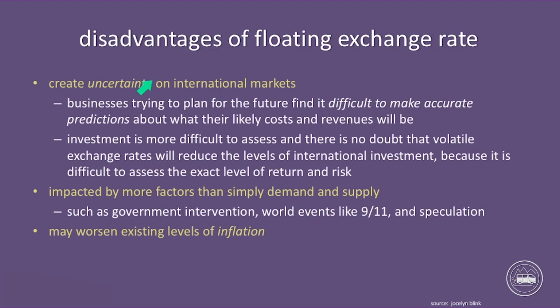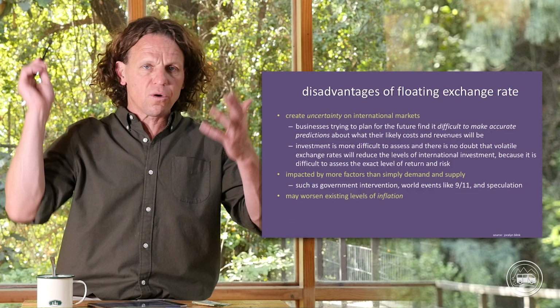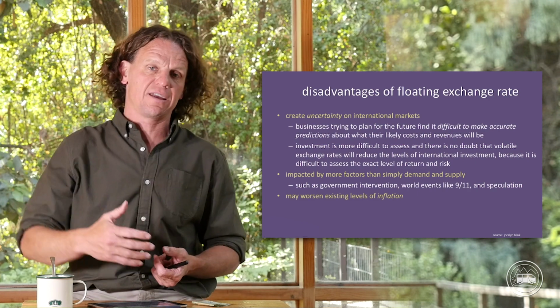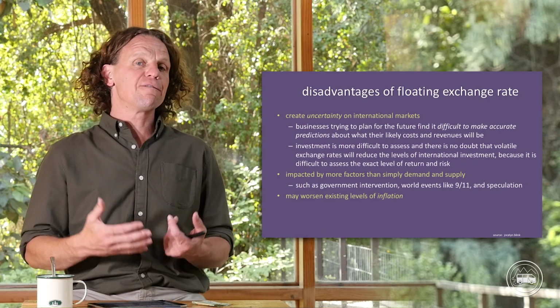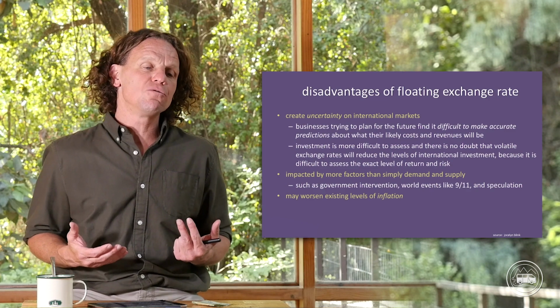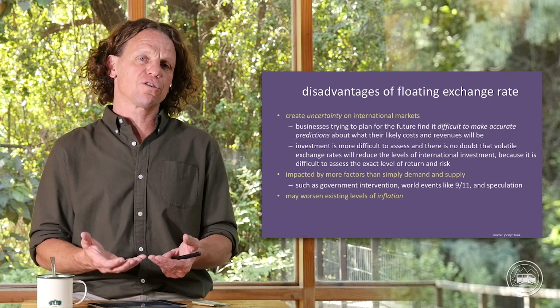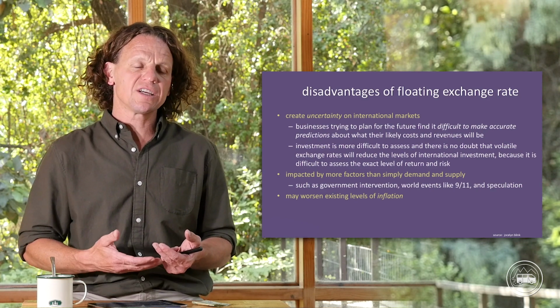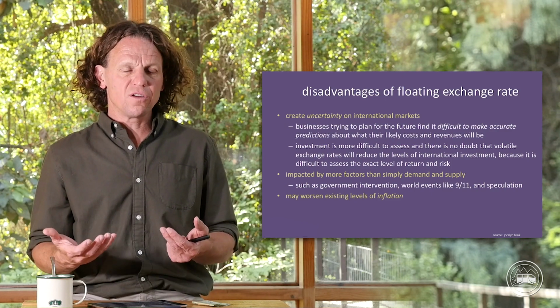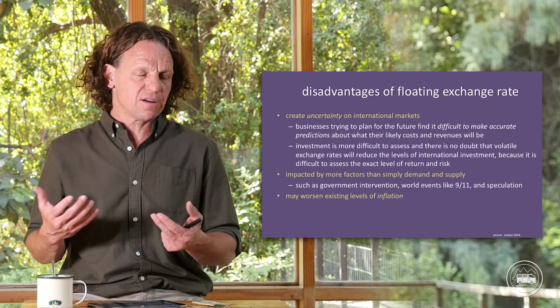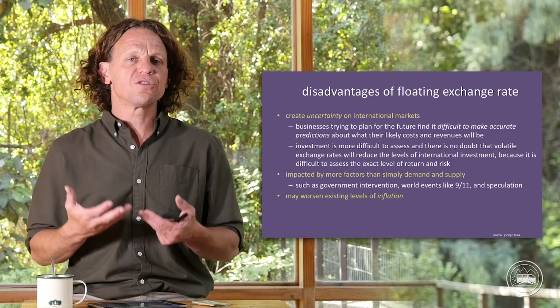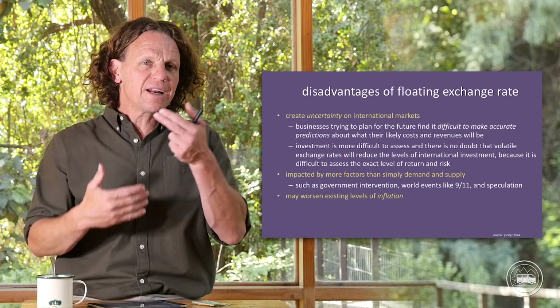Some disadvantages of a floating exchange rate system: there can be a lot of uncertainty in international markets. Businesses trying to plan for the future will find it difficult to make accurate predictions about what their costs and revenues will be. If the peso is going all over the place in Chile, it's very nerve-wracking for foreign companies to invest here. Why? Because if, let's say, you take euros, you take US dollars and you invest in Chile, and the value of the currency is 500 to 1. Then all of a sudden it goes to 700 to 1. Whoa, it really affects the ability of companies, foreign companies, to predict what their return on their money is going to be.